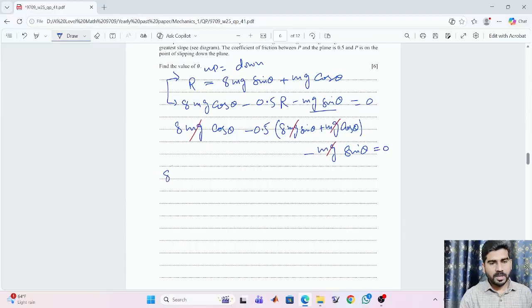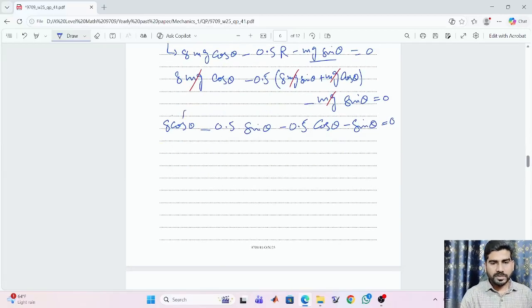It will be 8 cos theta minus 0.5 times 8 sine theta, minus 0.5 cos theta, minus sine theta equals 0. Collecting terms, cos theta: 8 minus 0.5 is 7.5 cos theta. For the sine theta terms, there will actually be 0.5 times 8, which is 4 sine theta, plus 1 sine theta.